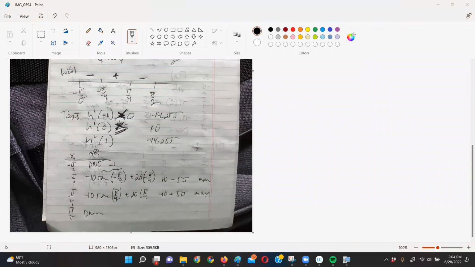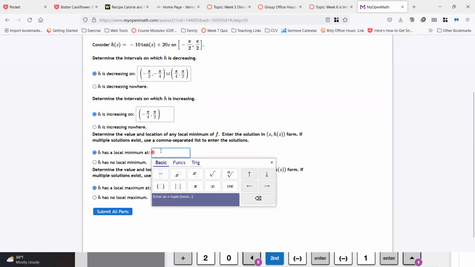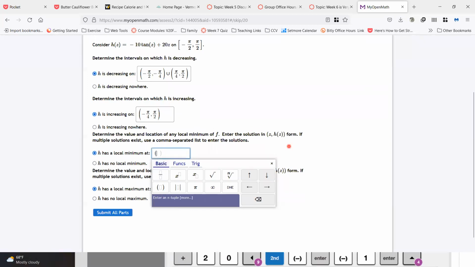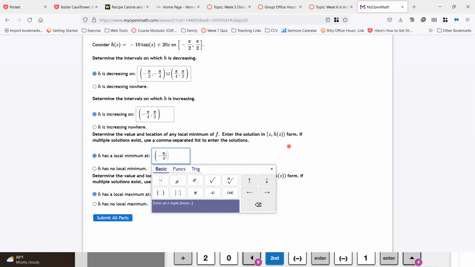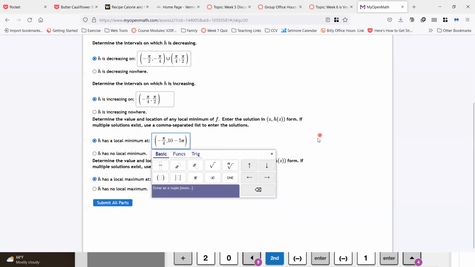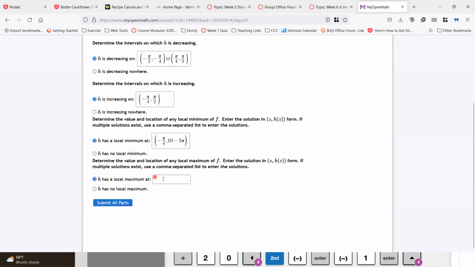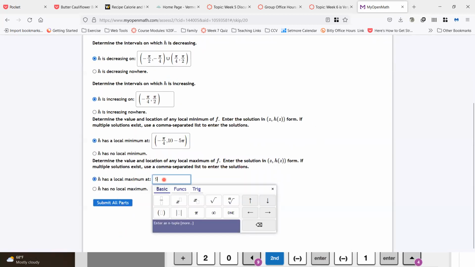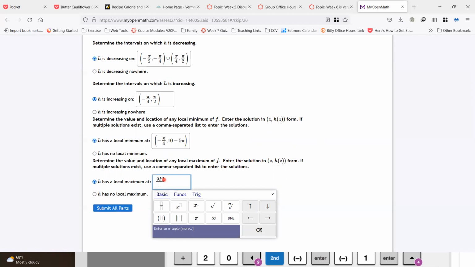So they want a point. See the way they write that? So they want a point. So negative pi divided by 4, comma, and then I don't know if it'll take a decimal. I think it's looking for an exact value. So that's why I had to do that. 10 minus, and then it has a local maximum at positive pi over 4.